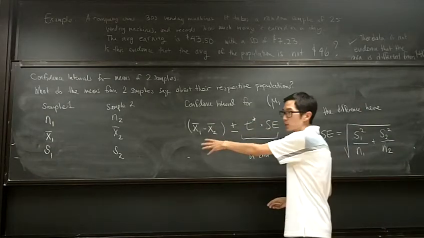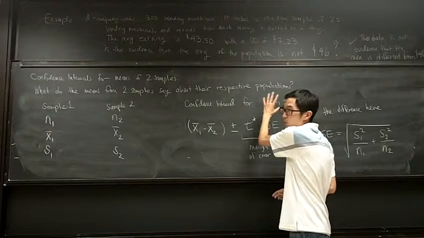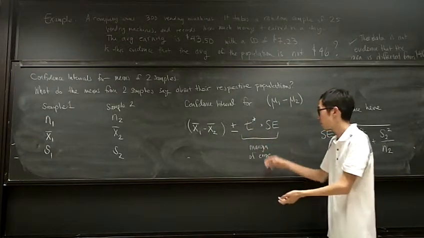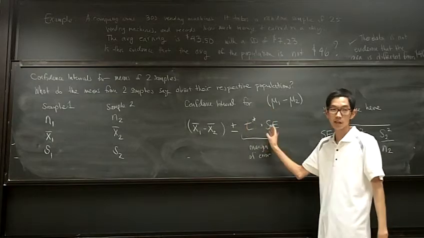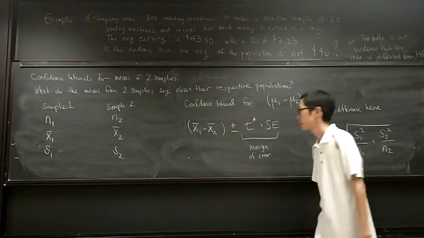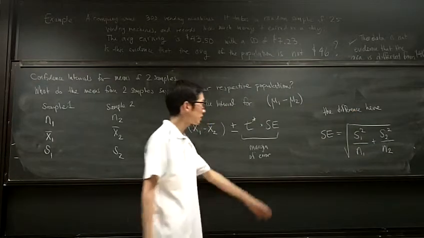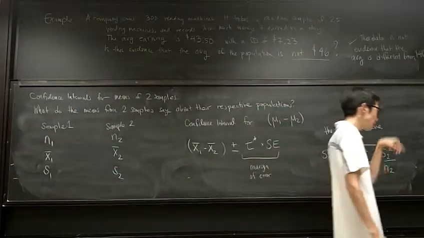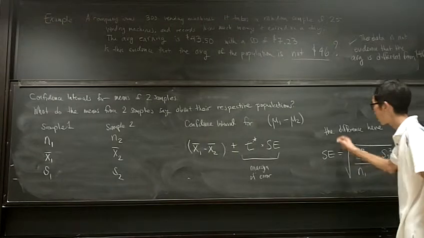We put something in the middle, which is the estimate of whatever we're going for, and we go plus or minus the margin of error. And the margin of error is some critical value times the standard error. So that's that. Now to select our T star, we need to know the degrees of freedom.